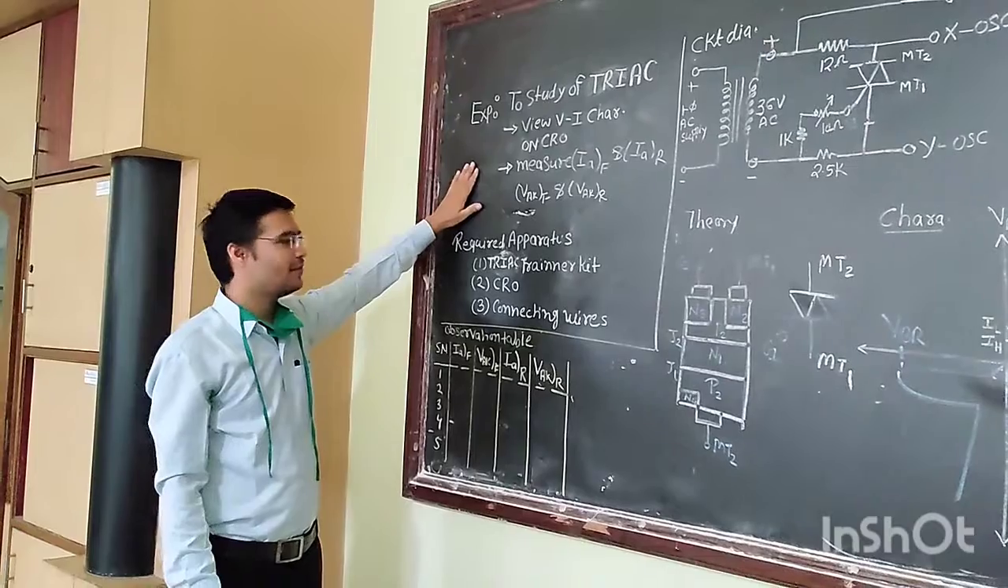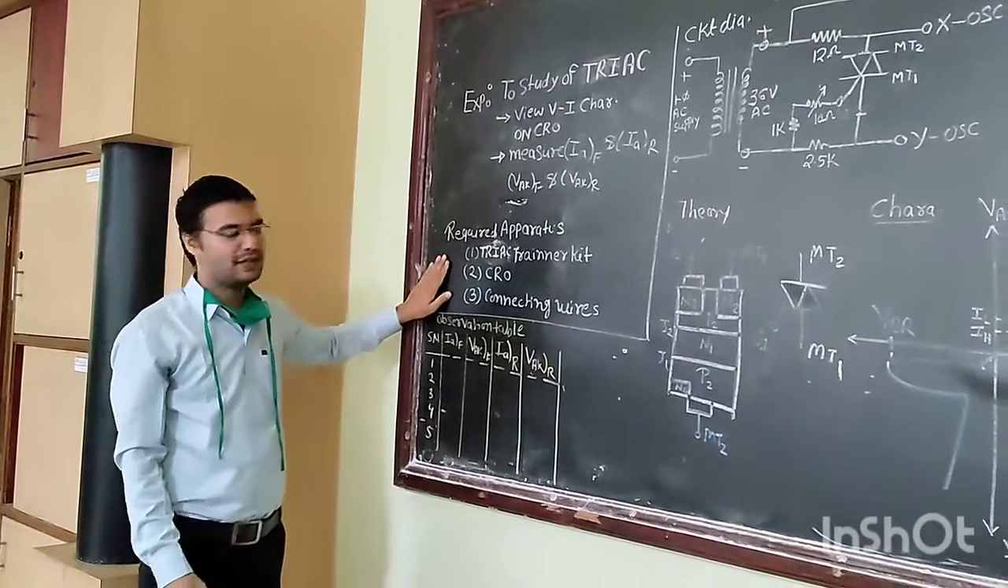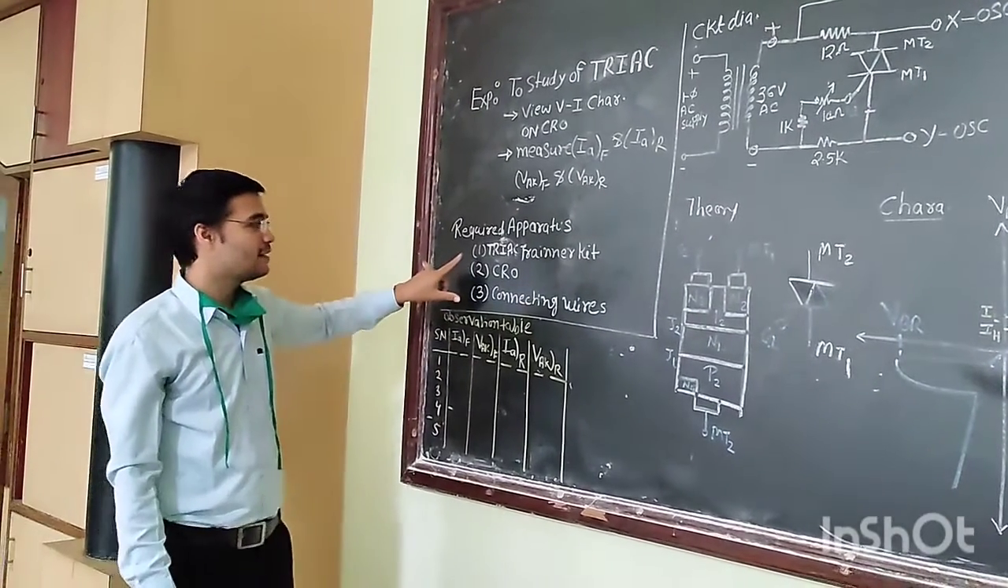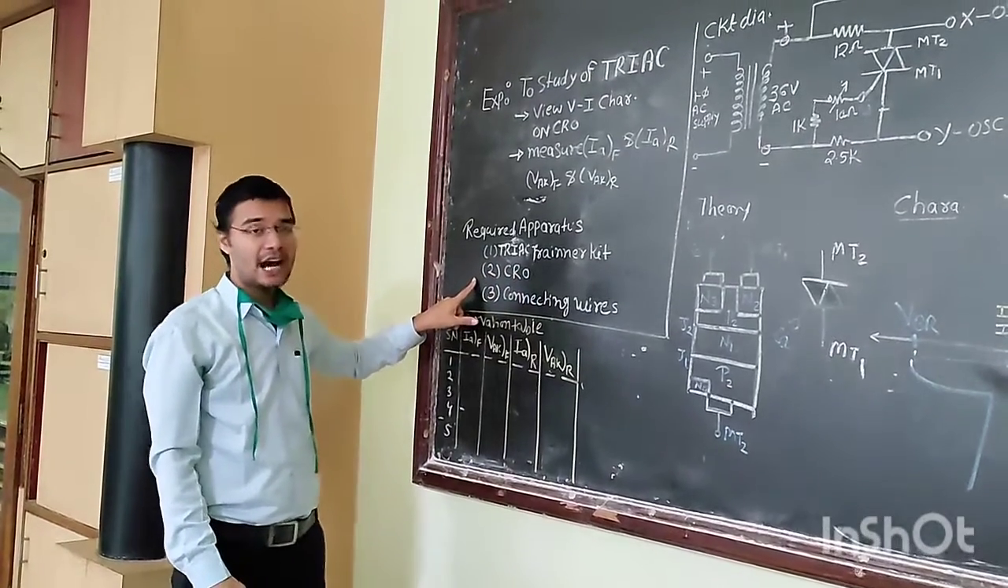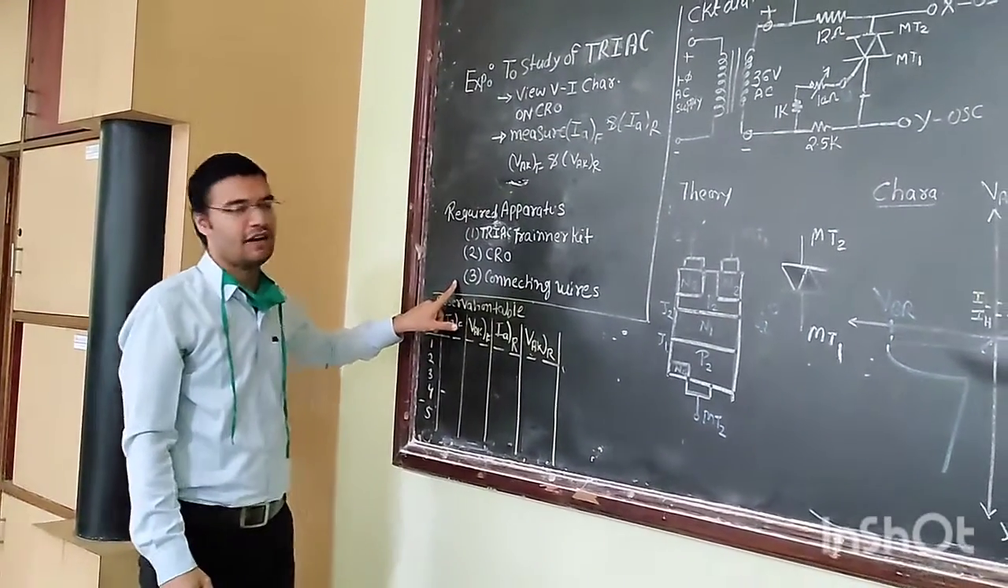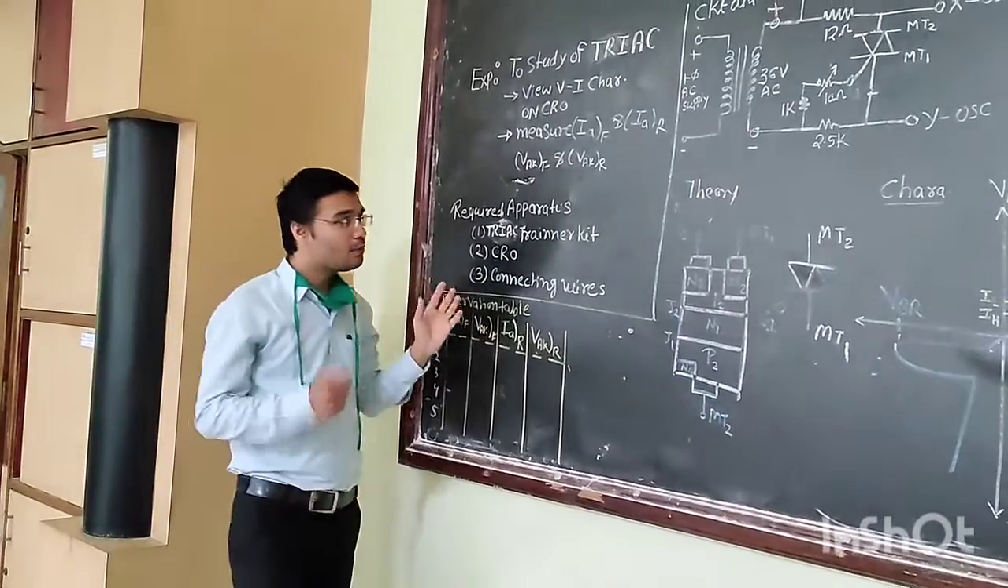For performing this experiment we require some apparatus. The major apparatus required is, one, the triac trainer kit, second, the CRO, and third, connecting wires, which some people call probe cards.